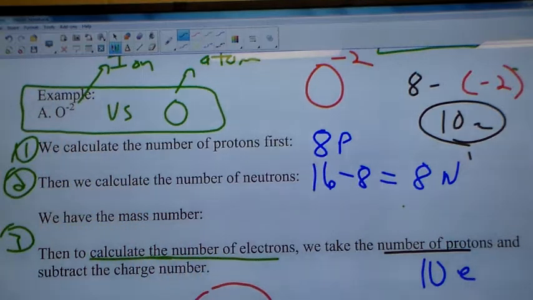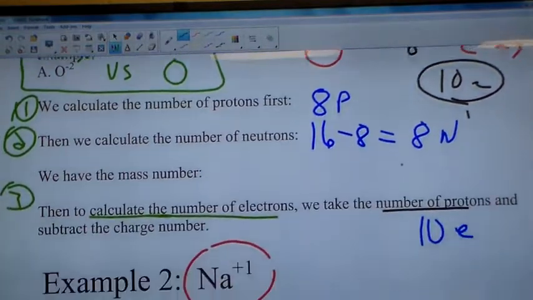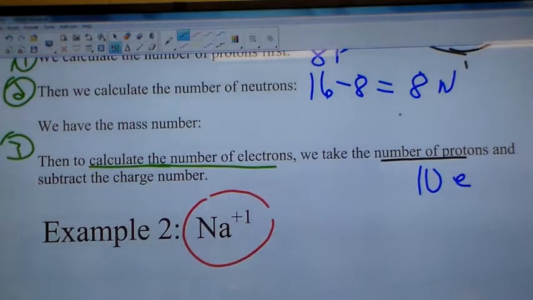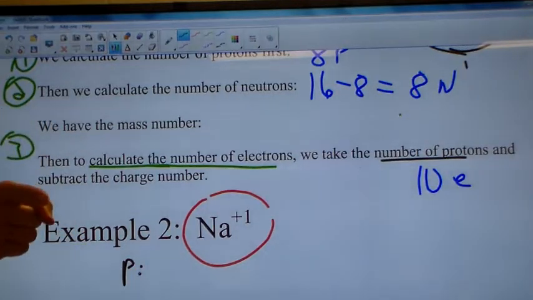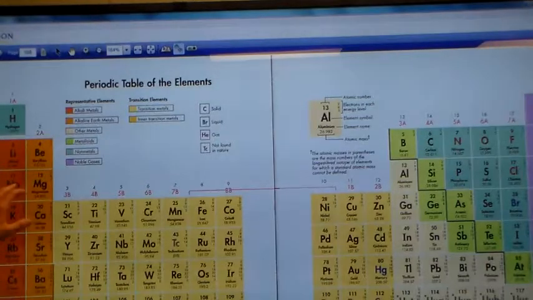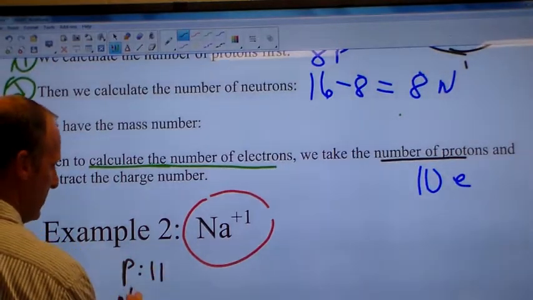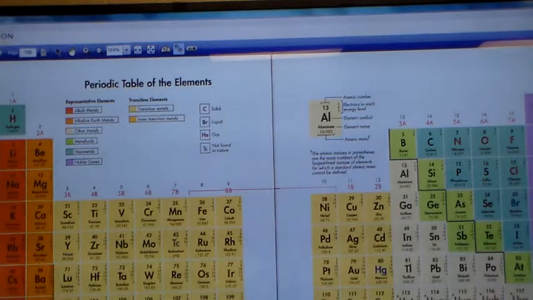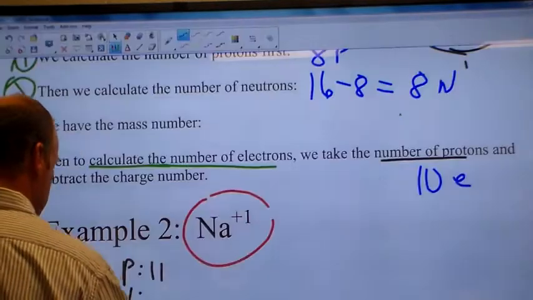Well, what does it look like if we do a positive ion? Let's do Na plus 1. Right here. How many protons do I have for Na plus 1? 11. How many neutrons right here do I have for Na plus 1? 12. 23 minus 11.